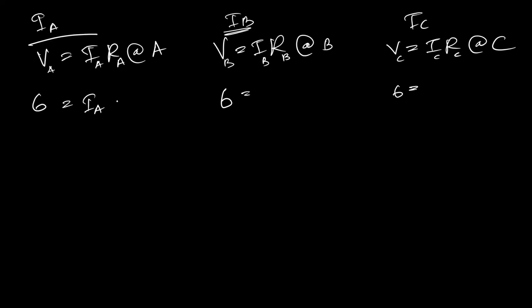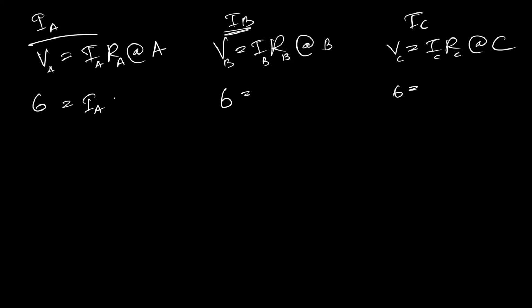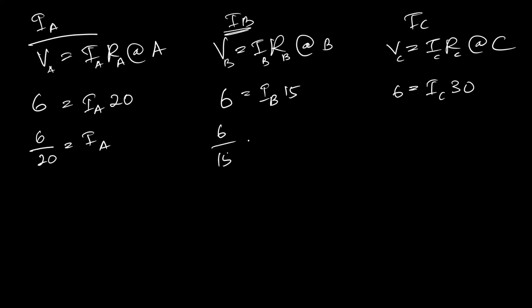IA and RA. What is the R value? RA value 20, RB value 15, RC value 30. Then 6 over 20 is equal to IA. 6 over 15 is equal to IB. 6 over 30 equals IC.